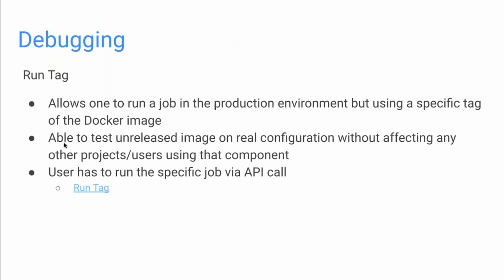So it can help developers to test an unreleased image on a real configuration without affecting any other project's users using that component. But the bad thing about it is the user has to specify the job through API calls, meaning that this is only going to be a one-time call. Unless the user pushes the new tag ID into the developer portal, it will always run the tag number that's specified in the Docker developer portal.